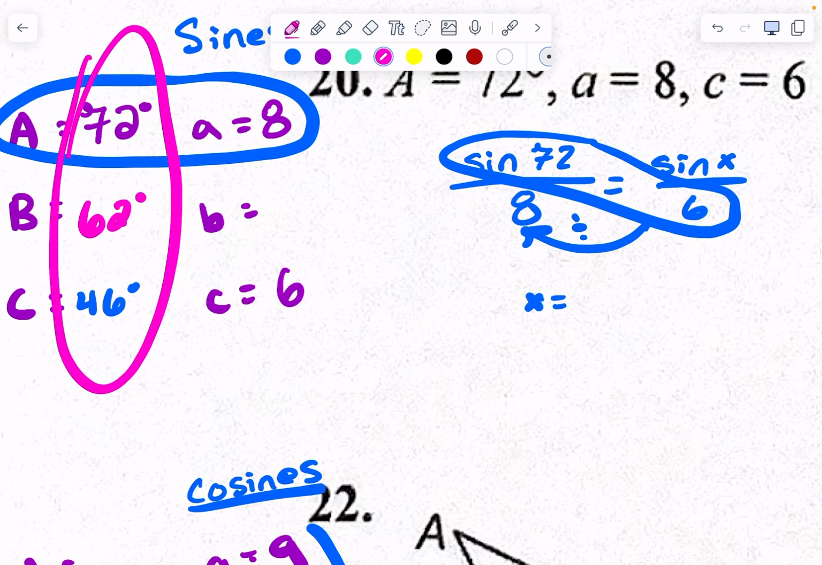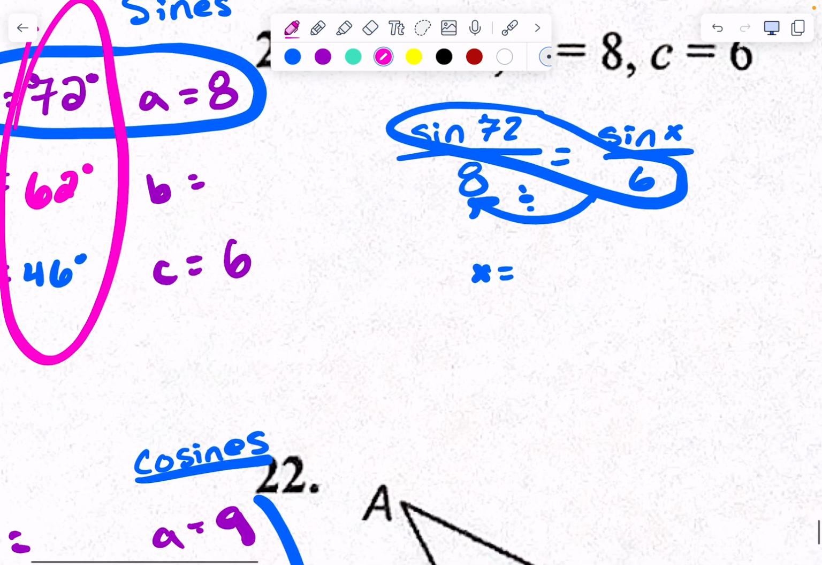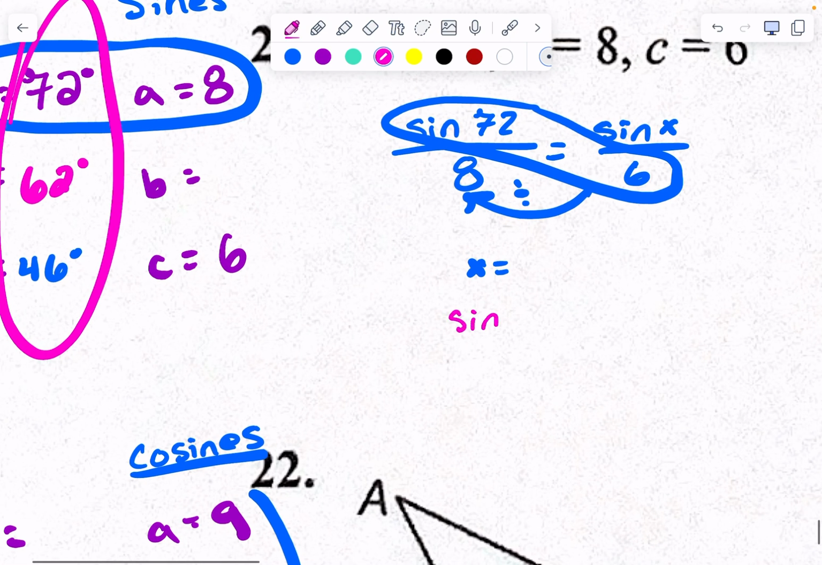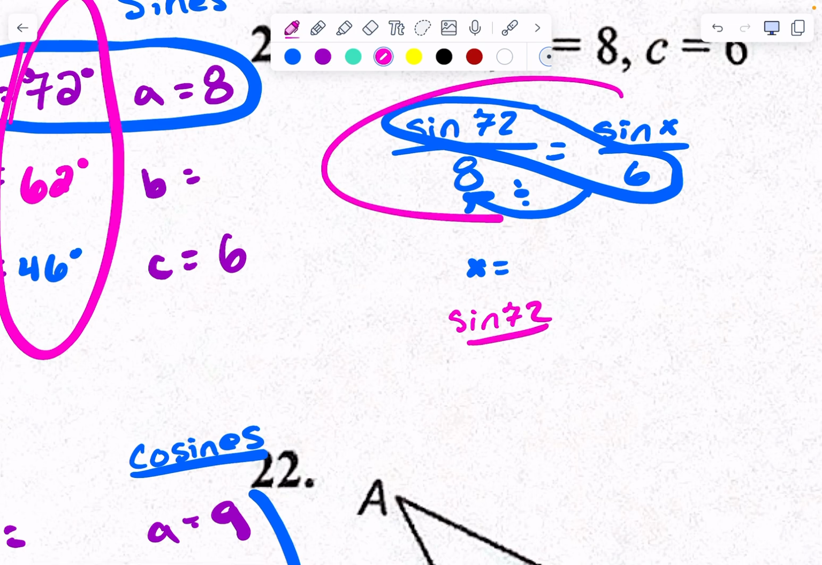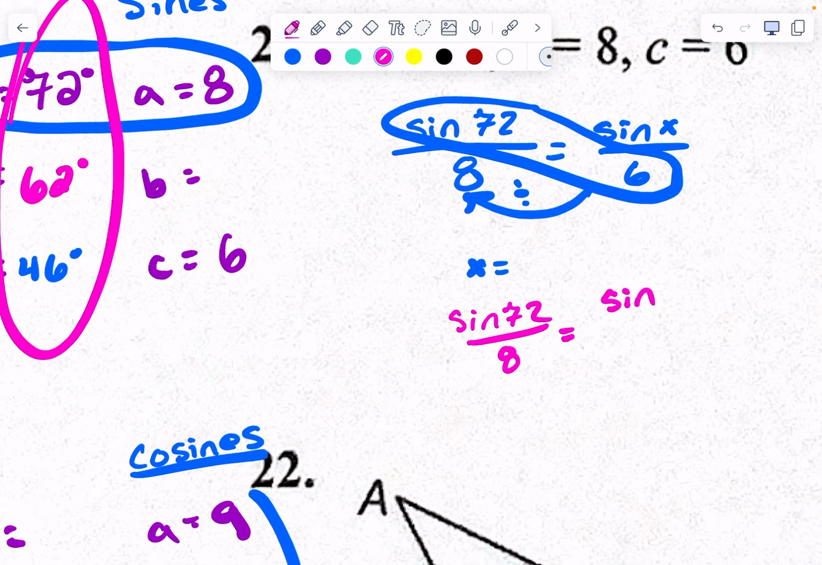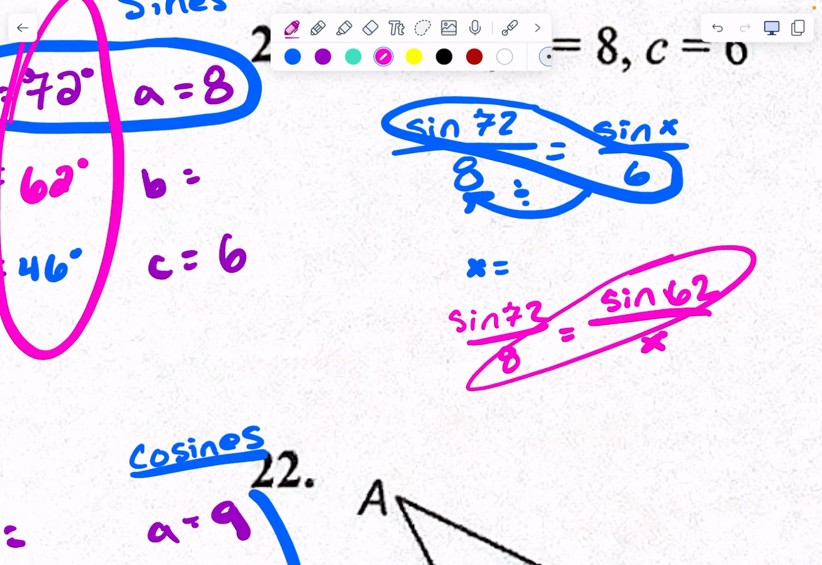Confusion about that? Okay, so sine 72, I already have it written up here, so if you want to just change your values. Sine 72 over 8 is sine of x over, no, sine 62 over x. This guy divided by sine 72.